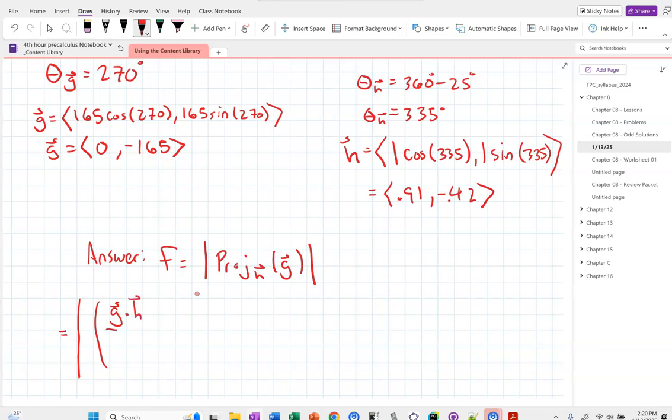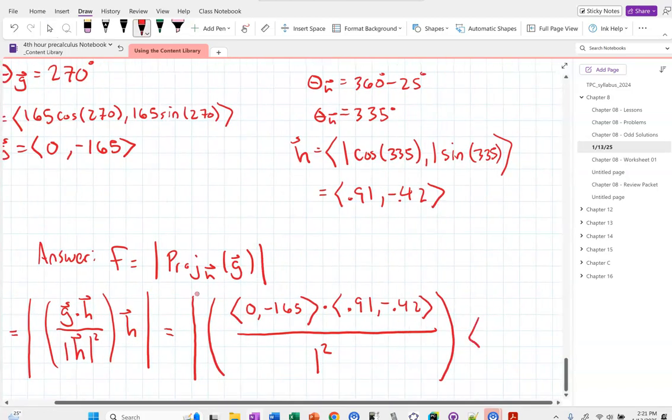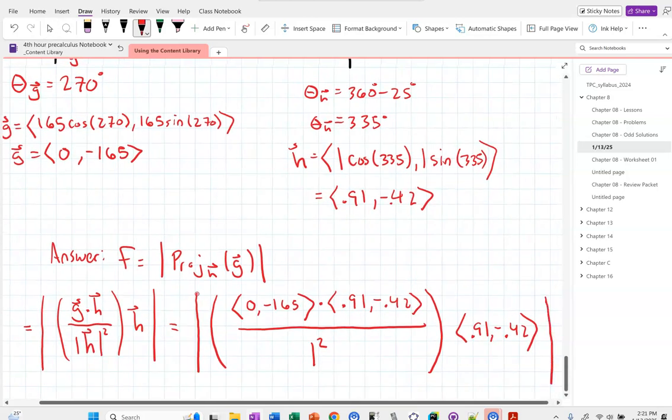So if I start plugging things into my formula, that's my projection formula. And now I'm going to plug in my values for G and H. But where it says the magnitude of H squared, or where it says the magnitude of H, I'm just going to write 1. How do I know that? How do I know the magnitude of H is just 1 in this problem?